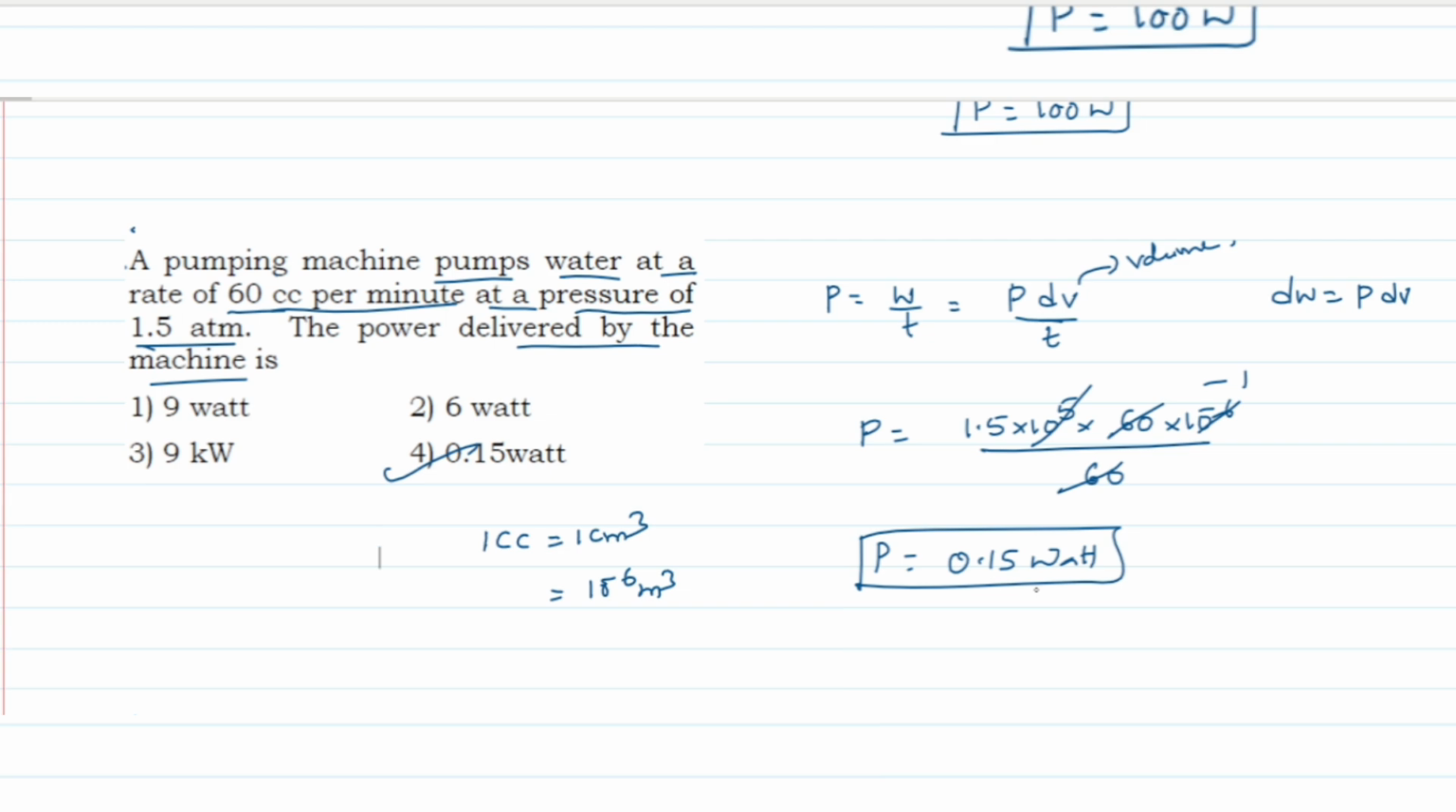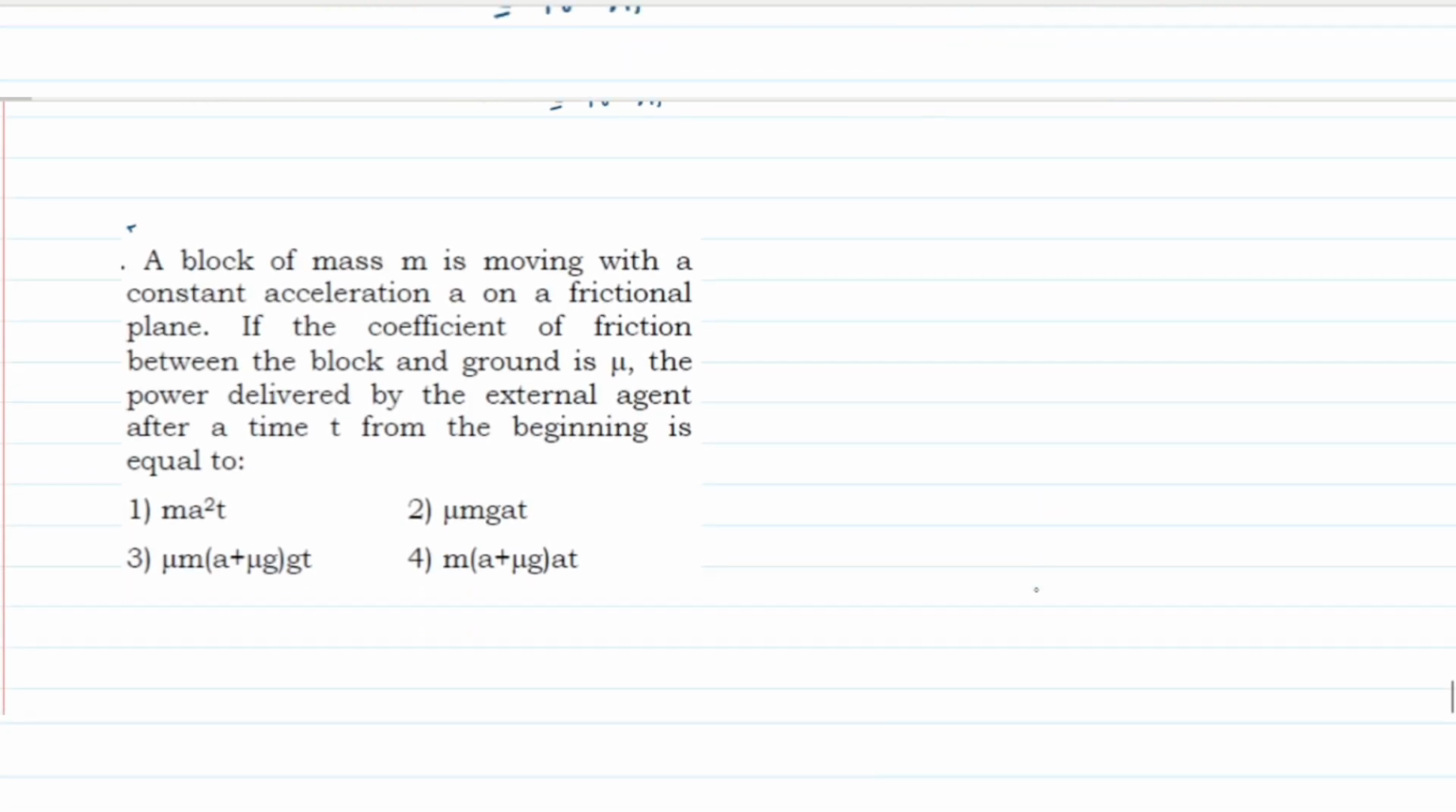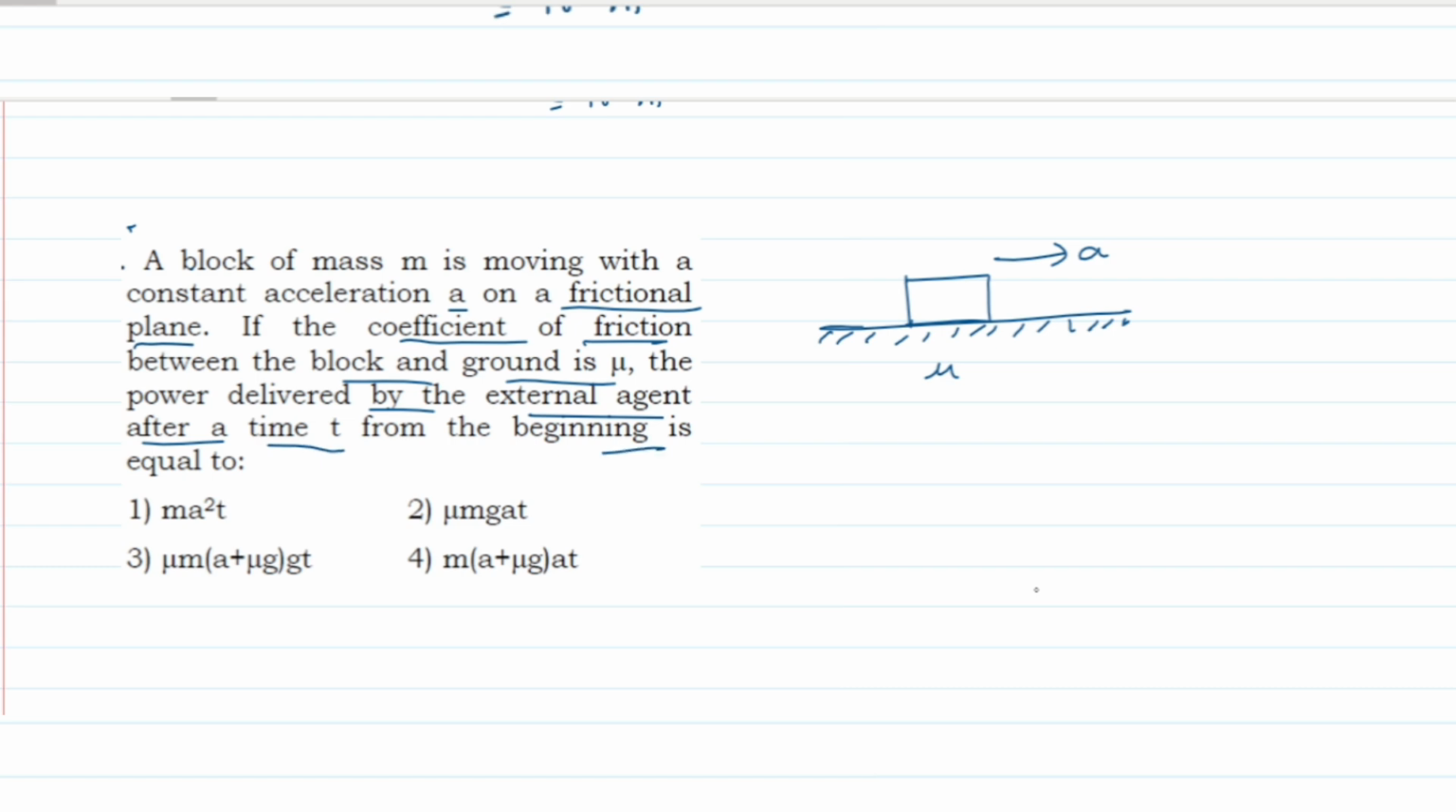Let us see the next question. The next question says, a block of mass m is moving with a constant acceleration a on a frictional plane. The coefficient of friction between the block and the ground is given as mu. The block is going to be moving with uniform constant acceleration on a frictional plane, and the coefficient of friction is given as mu. The power delivered by the external agent after a time t from the beginning is equal to.